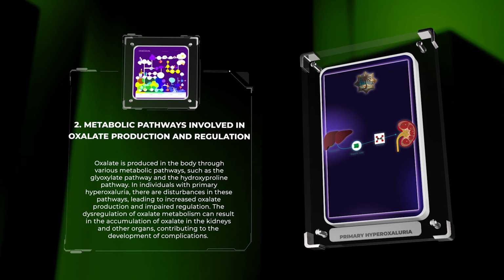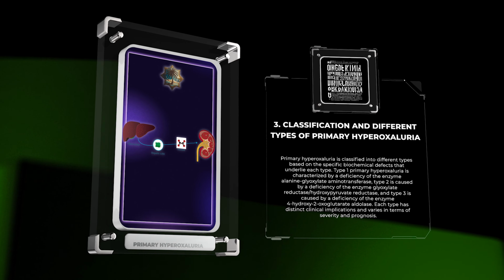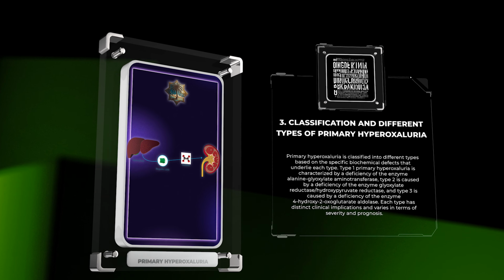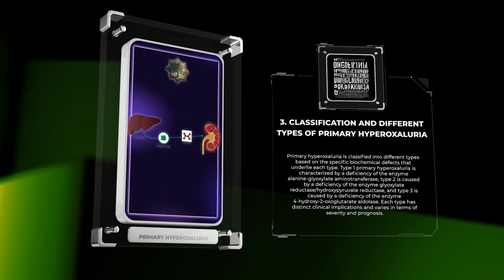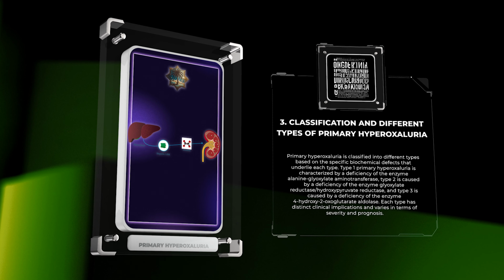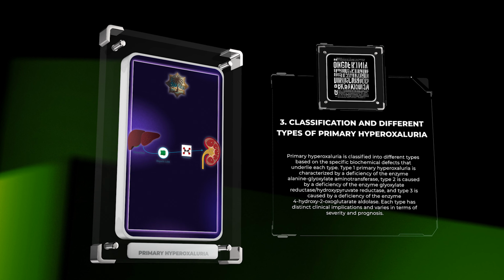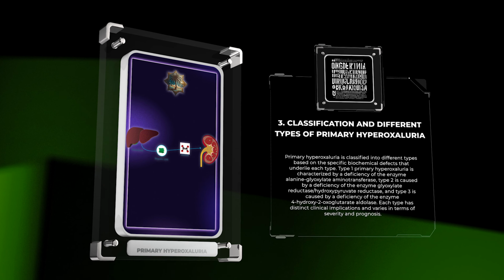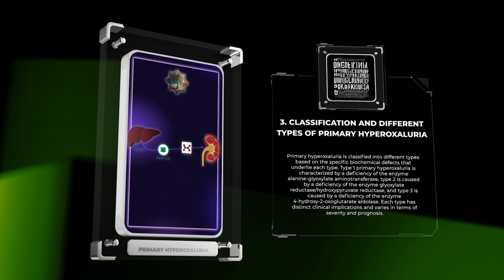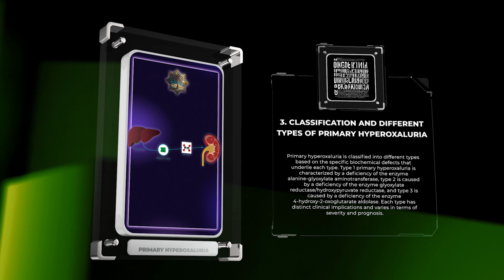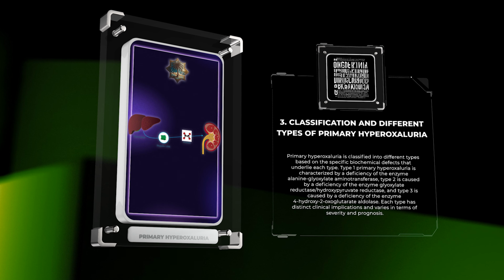Primary hyperoxaluria is classified into different types based on the specific biochemical defects that underlie each type. Type 1 primary hyperoxaluria is characterized by a deficiency of the enzyme alanine glyoxylate aminotransferase. Type 2 is caused by a deficiency of the enzyme glyoxylate reductase/hydroxypyruvate reductase, and type 3 is caused by a deficiency of the enzyme 4-hydroxy-2-oxoglutarate aldolase. Each type has distinct clinical implications and varies in terms of severity and prognosis.